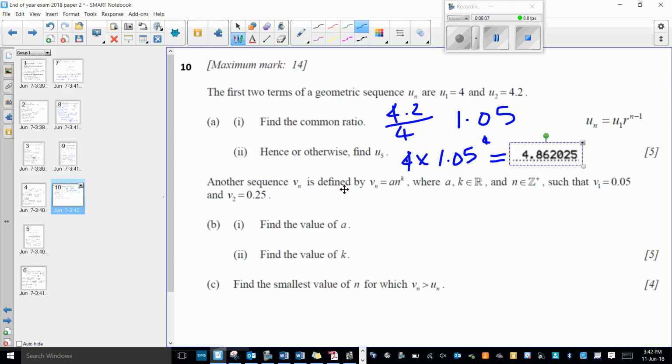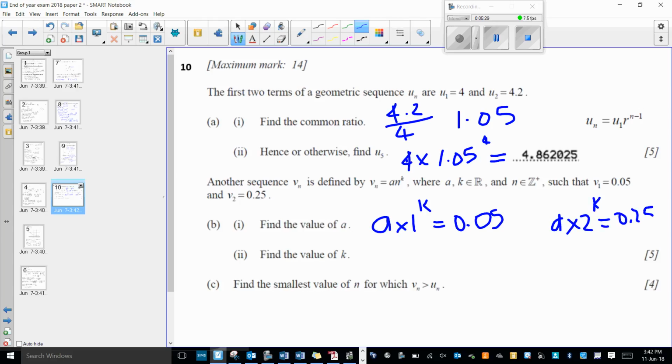Find the value of a. So we know that a multiplied by 1 to the power of k is 0.05, and a multiplied by 2 to the power of k is 0.25.